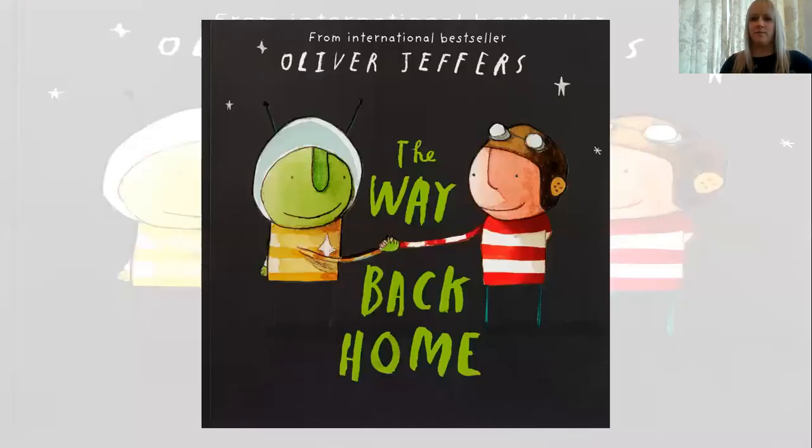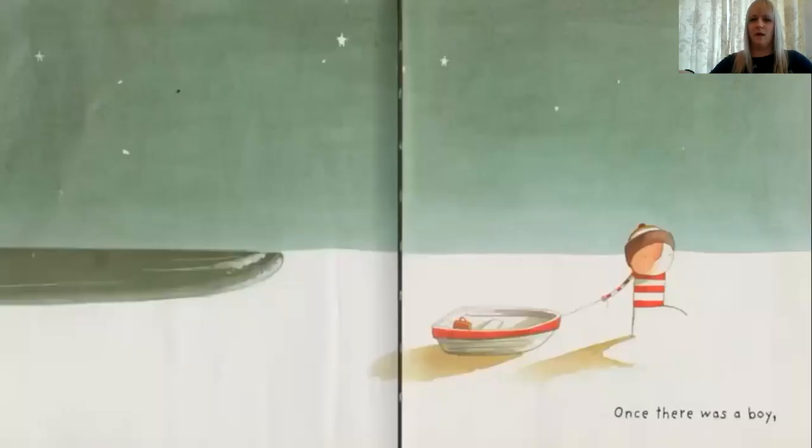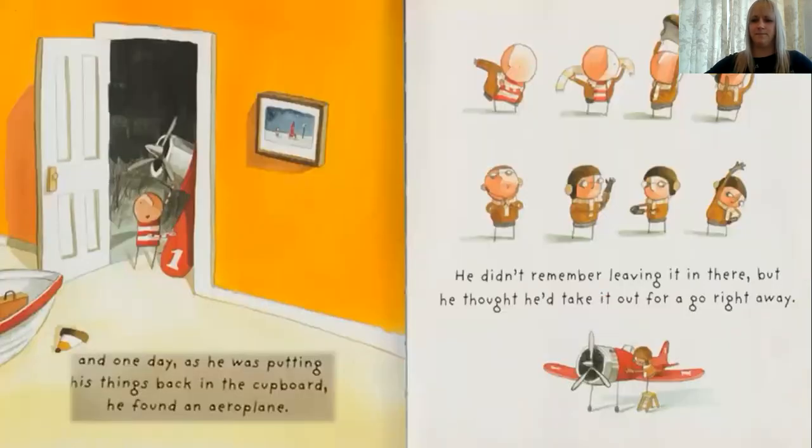The Way Back Home by Oliver Jeffers. Once there was a boy, and one day he was putting his things back in the cupboard. He found an aeroplane. He didn't remember leaving it there, but he thought he'd take it out for a go right away.